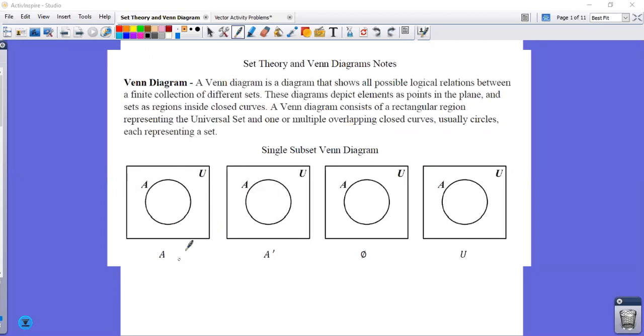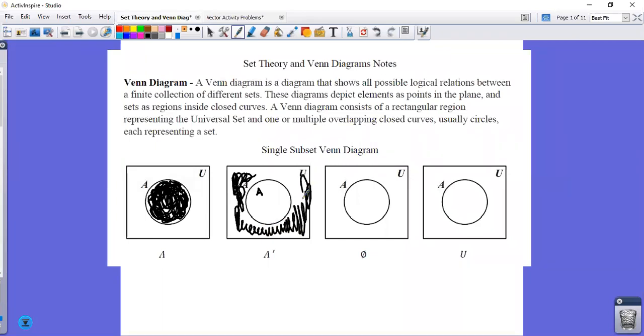So all we're going to do is shade these Venn diagrams for what it's talking about. So set A is the circle, right? If you're going to shade to show set A, you just shade that entire circle. Everything inside that circle is part of set A, everything outside of it is not. So here, A complement, you would shade everything outside. This is A, and then A complement.